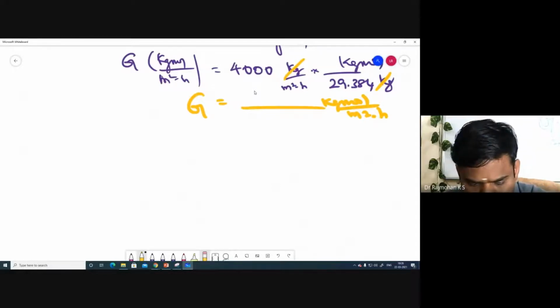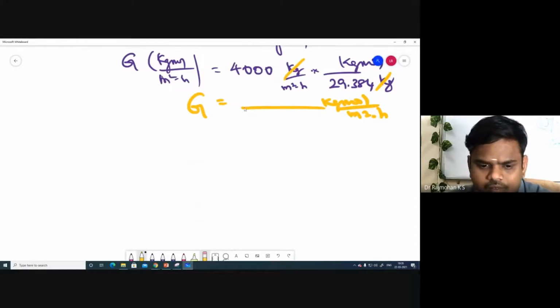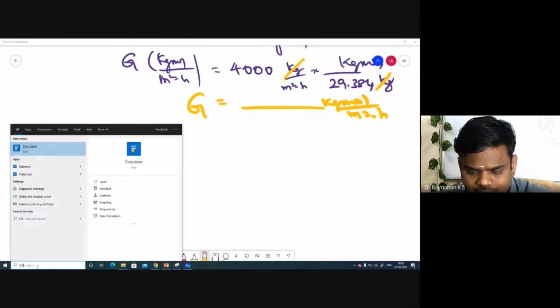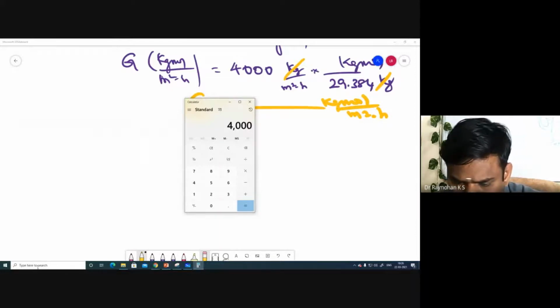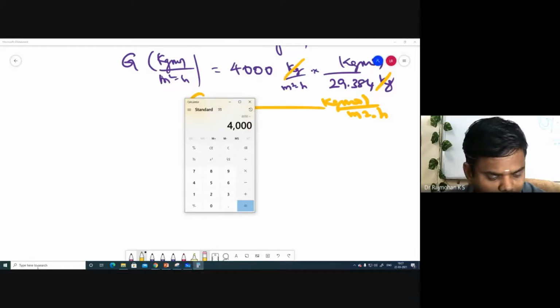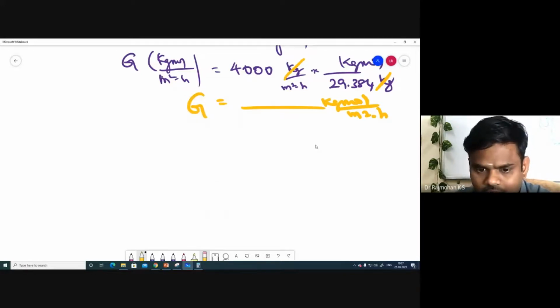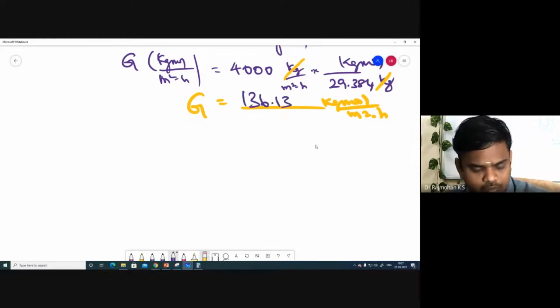How much is it? Use your calculator. 4000 divided by 29.384. Use whatever value you are getting. So 136.13 kg moles per meter square hour.